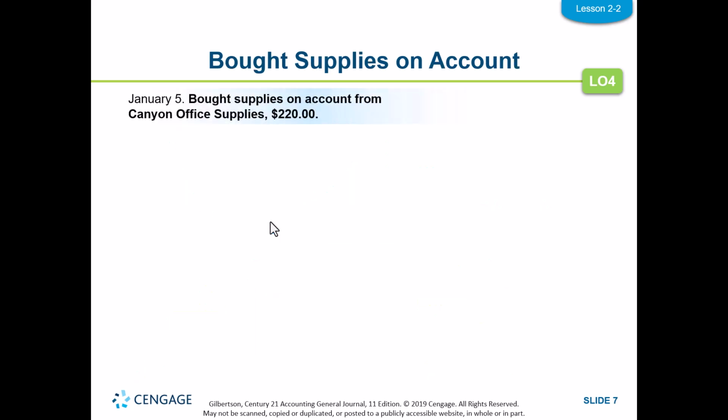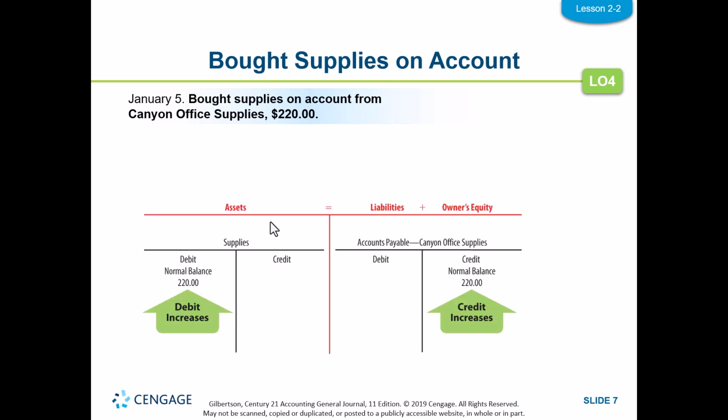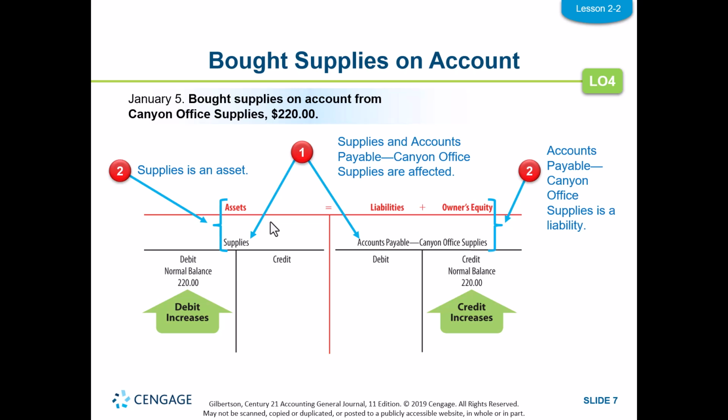Bought supplies on account from Canyon Office Supplies. So what are we doing here? Debiting supplies. Crediting what kind of account? Accounts payable, right? Because we owe them money. So we're going to be debiting our supplies and crediting our accounts payable account. It's a liability. We owe that.